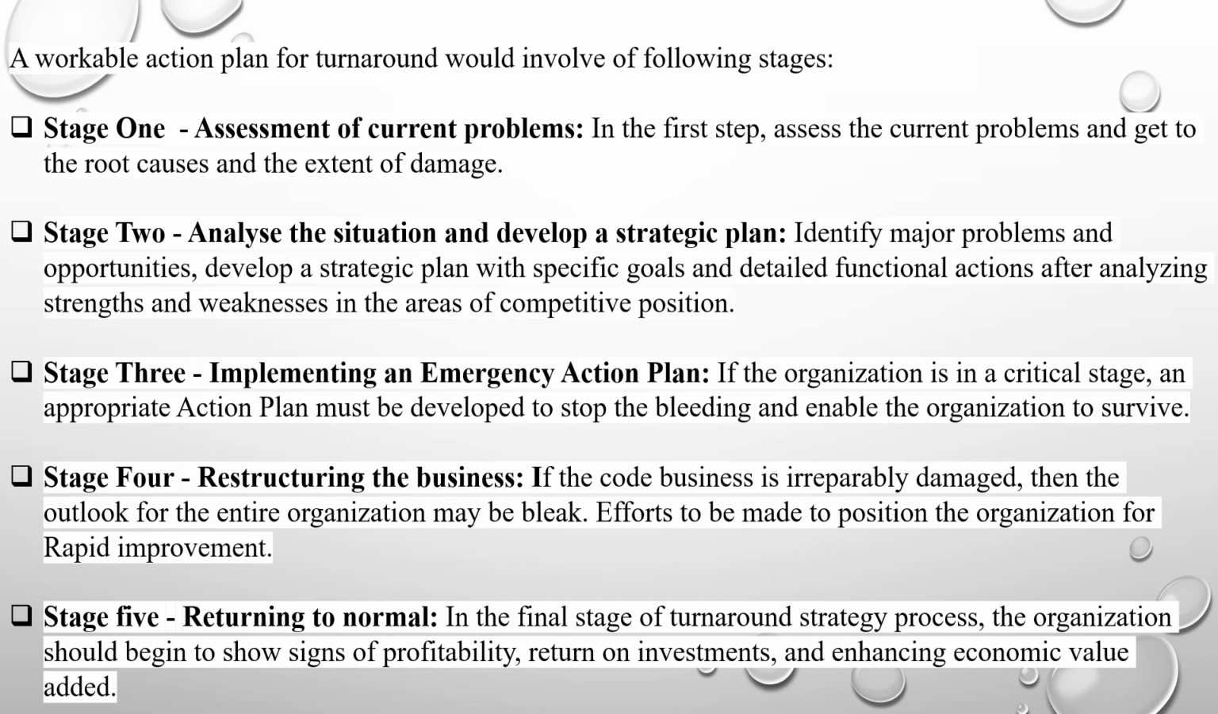Those are: Stage 1, assessment of current problems. In the first step, assess the current problems and get to the root causes and the extent of damage. Stage 2, analyze the situation and develop a strategic plan. Identify major problems and opportunities. Develop a strategic plan with specific goals and detailed functional actions after analyzing strengths and weaknesses in the areas of competitive position.